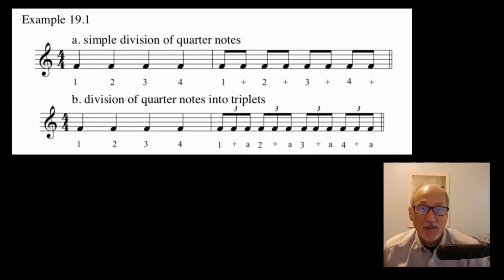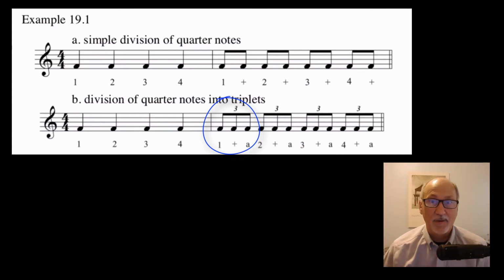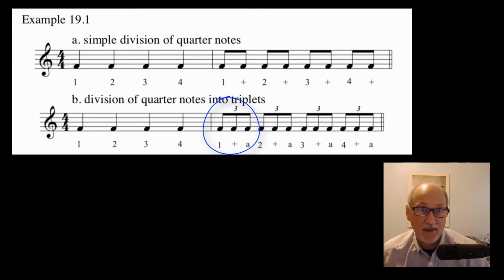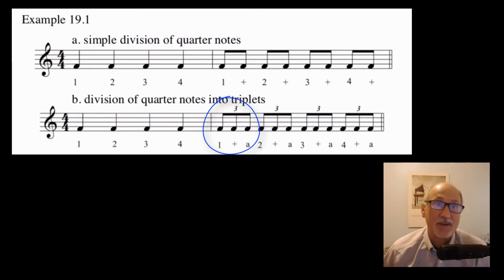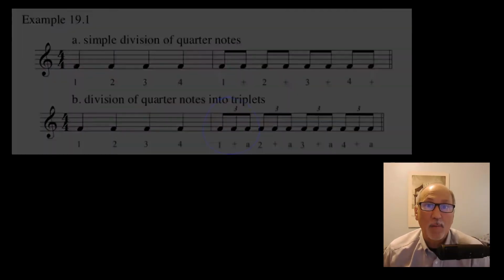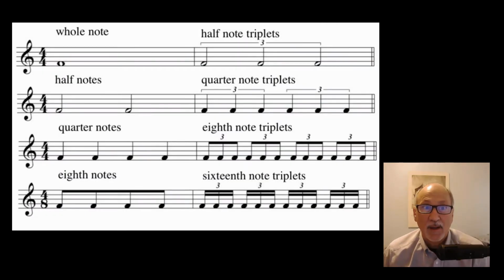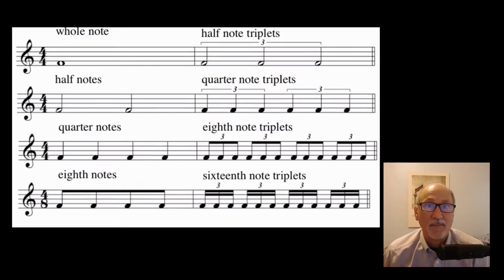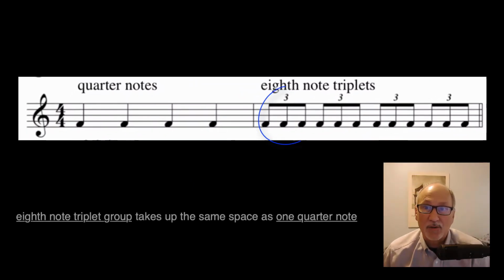Now, to notate the triplet, we extend the beam across the grouping of three eighth notes, and then we put the little label 3 on the side of the beam of the note grouping. Now, triplets are always performed evenly across whatever space they occupy. To determine how much time they occupy, you take one member of the triplet group and consider a note value one level higher. For example, the three notes of the eighth note triplet group take up the same amount of time as a quarter note.